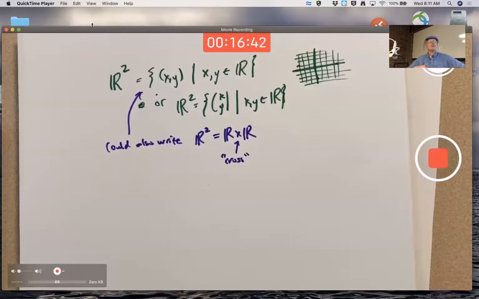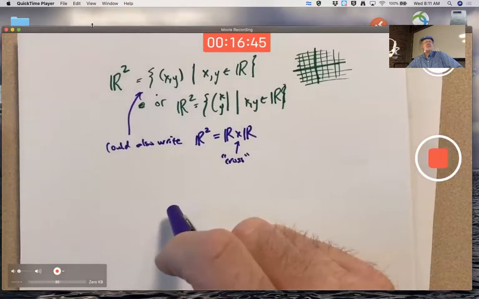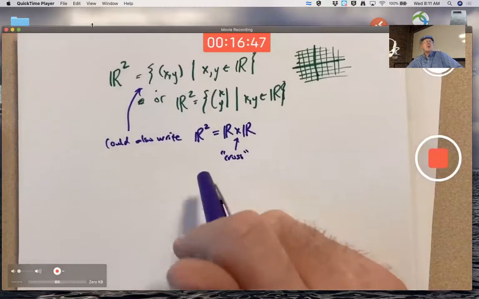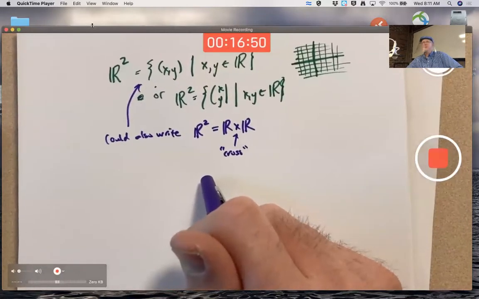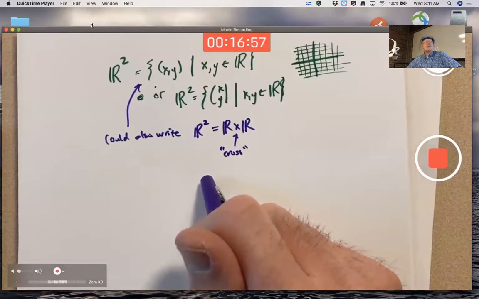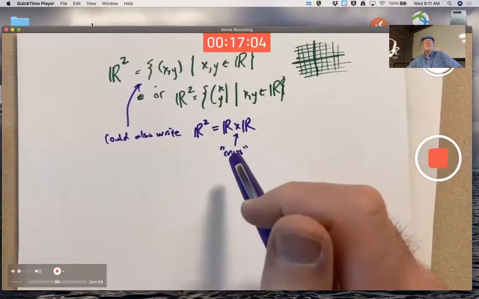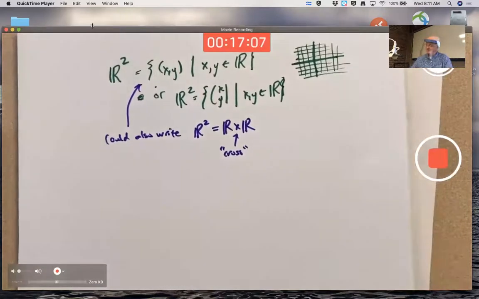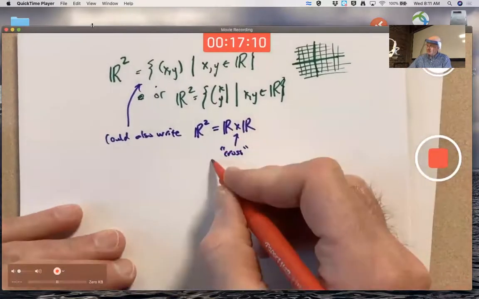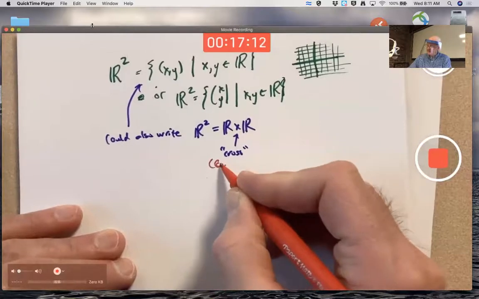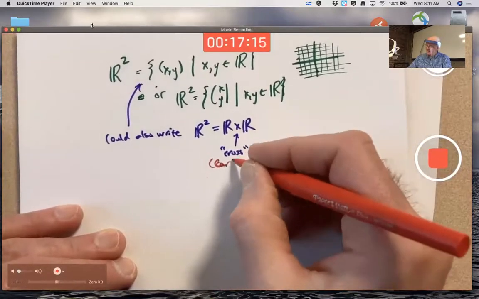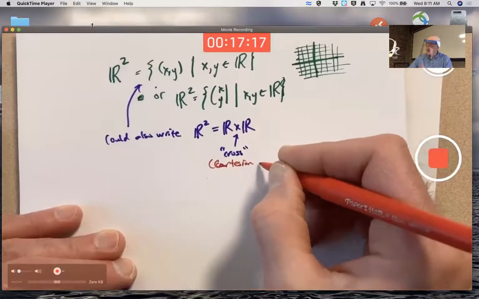I think I talked about this earlier in the semester here. Does anybody remember when you take two sets and you cross them? What's that called? Or maybe you remember from another class. It's in honor of Descartes. Yeah, Cartesian what? That's right, Cartesian product. I should capitalize the C in honor of Descartes. Cartesian product is what that's called.